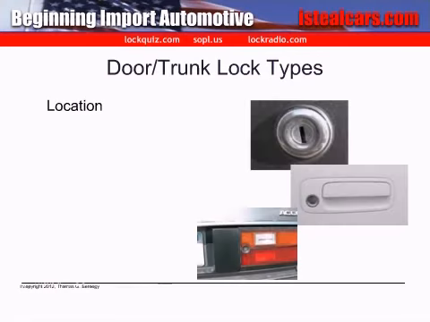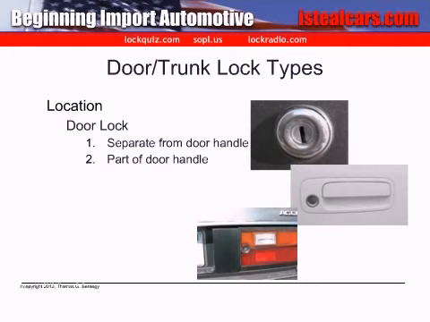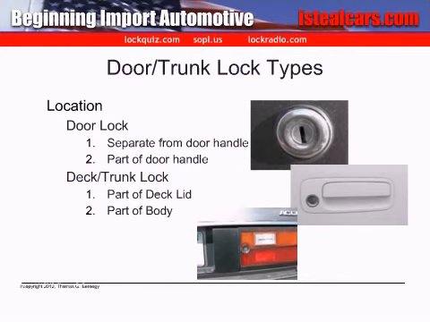The first criteria to consider is the mounting location of the lock. There are really only two possible mounting locations for door and deck or trunk locks. A door lock will be mounted either on the door but separate from the door handle, or as part of the door handle. Likewise, the deck or trunk lock will be mounted either to the deck or trunk lid or on the body, including being integrated into various trim components or the taillight section.